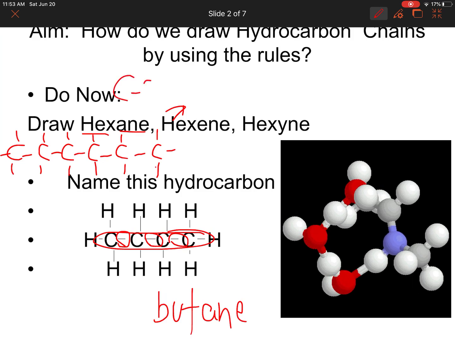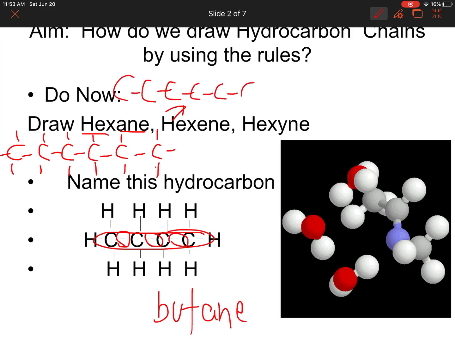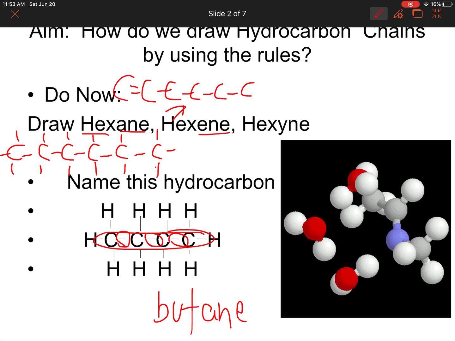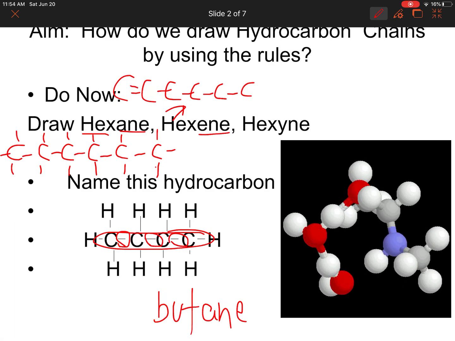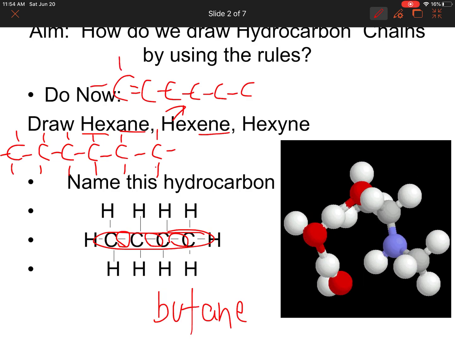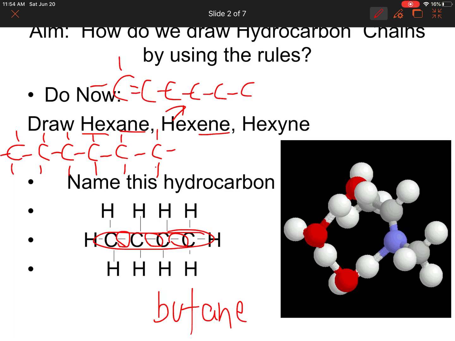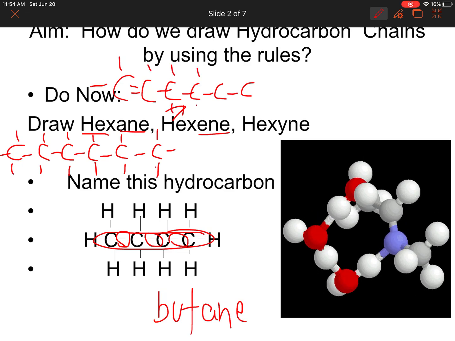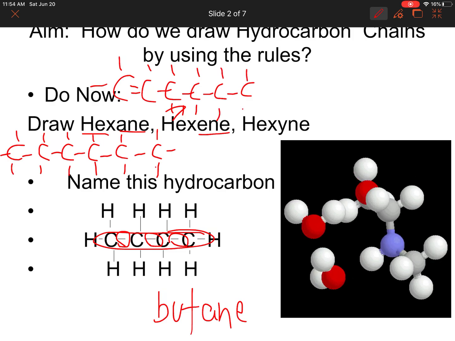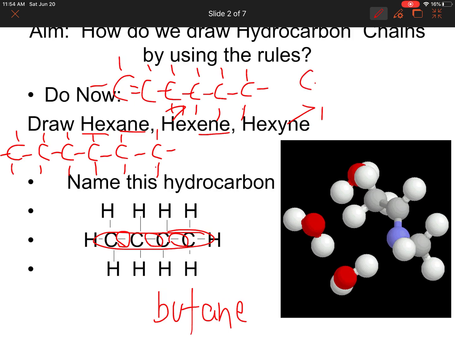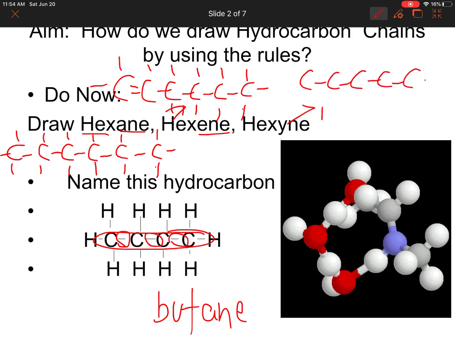Hexene. 1, 2, 3, 4, 5, 6. Ene means 1 double bond. The double bond goes between the number 1 and number 2 carbon, because it's 1-hexene. So the carbon on the left has 2 bonds plus 2 more, which is 4. The second carbon has 2 on the left, 1 on the right, so that's 3 plus 1 is 4. 4, 4, 4, 4. Okay. Same rule applies for hexyne. 6 carbons.